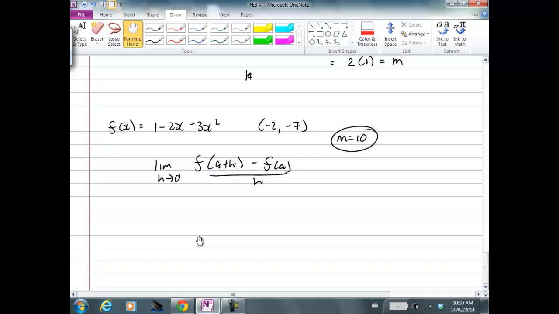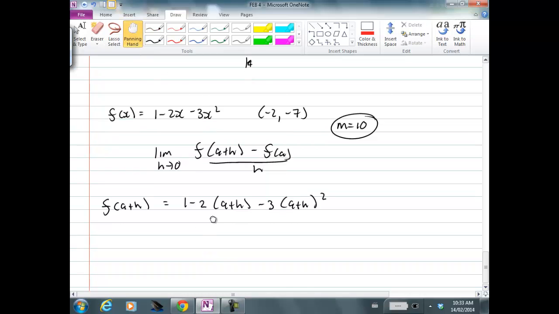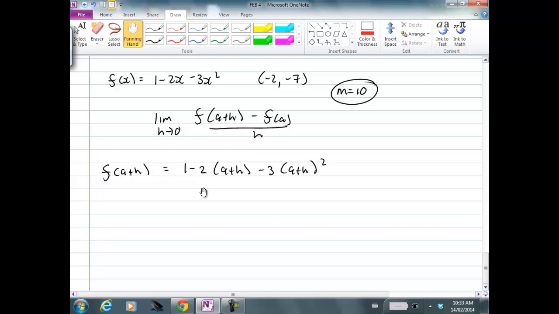If you did it right, you will get 10. If you did it wrong, you will not get 10. I'm going to pause it and give you about 7 minutes head start. First part, I'm just going to do one equation: 1 minus 2 times (a plus h) minus 3 times (a plus h) squared. Wherever I see x, I'm going to put in a plus h.